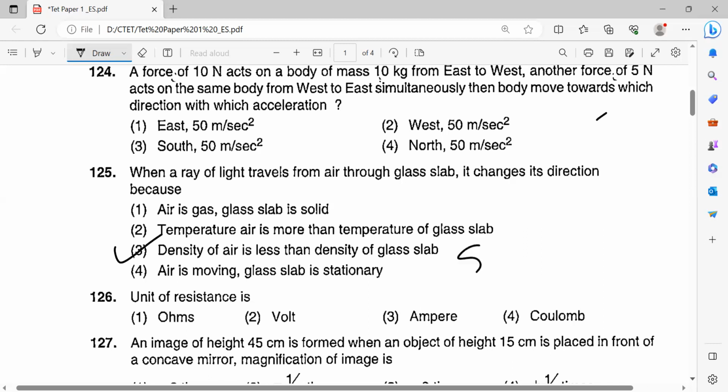For this, you can refer to the SSLC light chapter. In this, you have a clear concept of the change in direction of light.